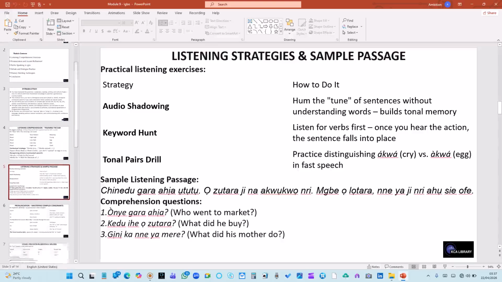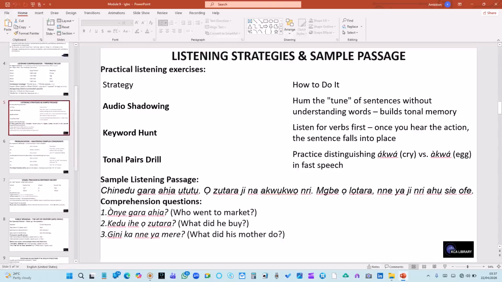Having known that, let us look at listening strategies and sample passage. Practical listening exercise. The number one strategy is audio shadowing. How do you do it? Hum the tune of the sentence without understanding the words. Build tonal harmony. Number two strategy is keyword hunt. Listen to the verb first. Once you hear the action, then the sentence falls into place. Then number three strategy is tonal pair drills. Practice distinguishing akwa and akwa in fast speech.